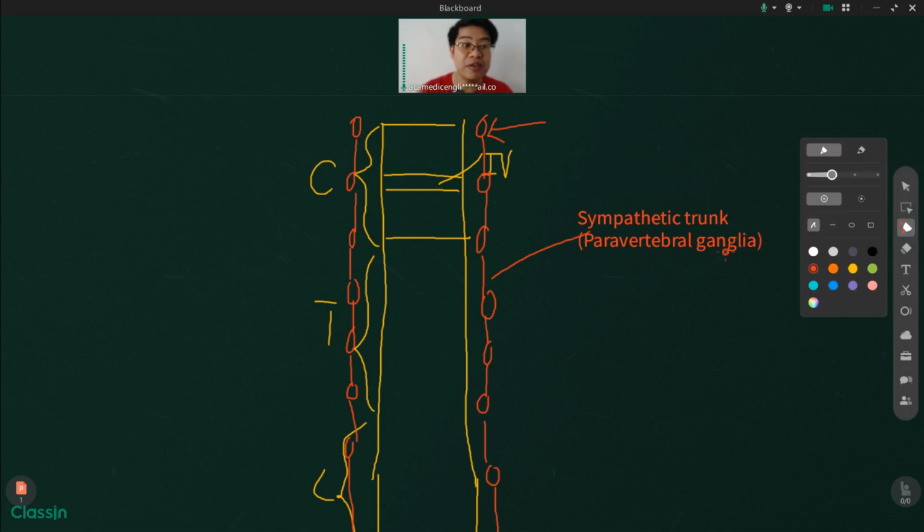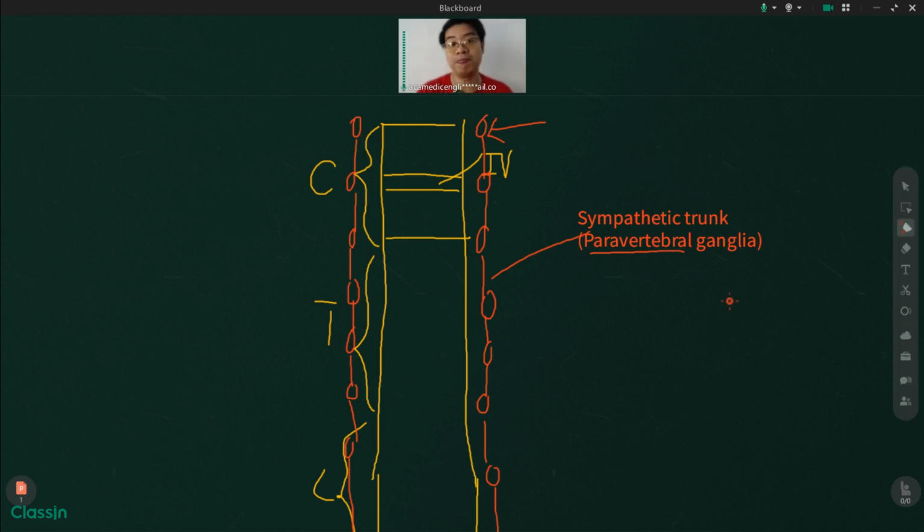Why? Because they are parallel to the vertebral column. They are very close to the vertebral column. They're running parallel to the vertebral column, so paravertebral ganglia. Okay, so essentially that's that.